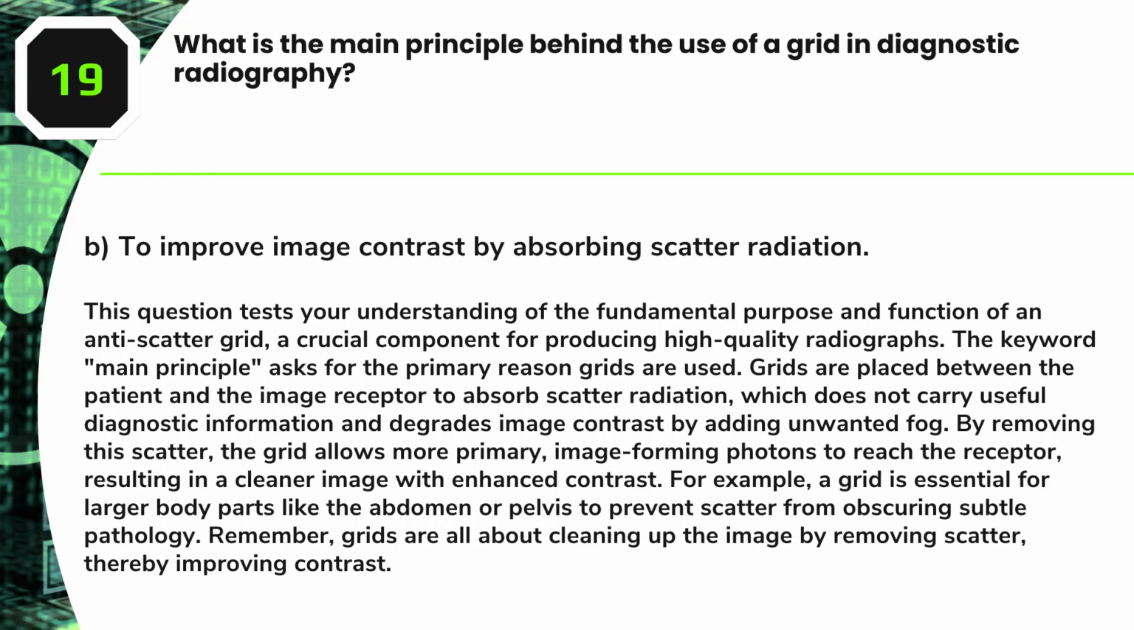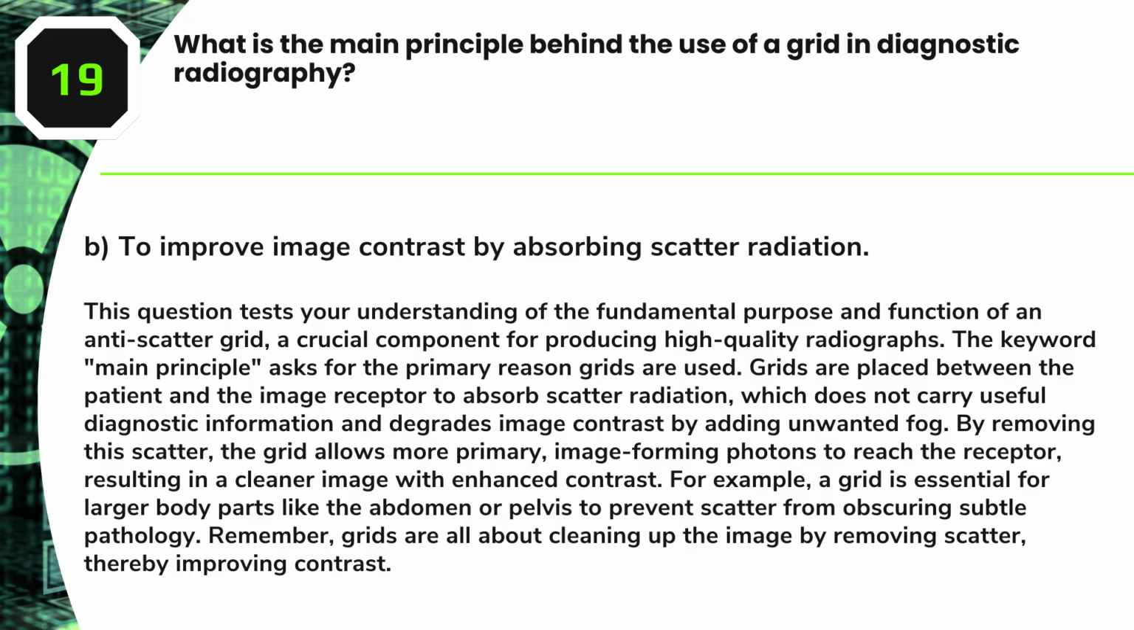Answer, B. To improve image contrast by absorbing scatter radiation. This question tests your understanding of the fundamental purpose and function of an anti-scatter grid, a crucial component for producing high-quality radiographs. The keyword main principle asks for the primary reason grids are used. Grids are placed between the patient and the image receptor to absorb scatter radiation, which does not carry useful diagnostic information and degrades image contrast by adding unwanted fog.